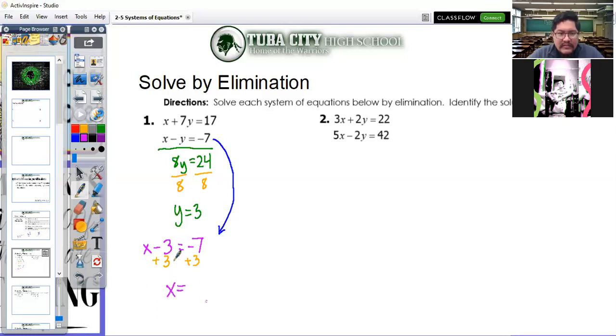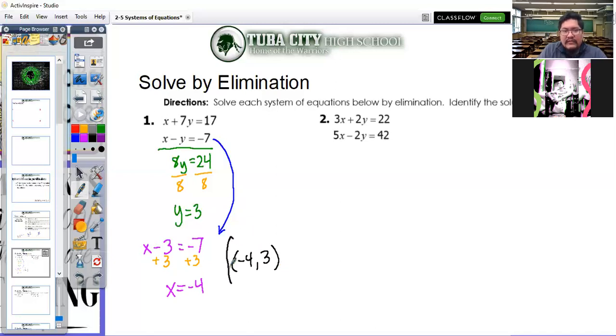So x is equal to -7 plus 3. So that would be -4. And that's my second part of the solution. And now I have both solutions. So I'm going to go ahead and put them into an ordered pair. And remember, x goes first, so it doesn't matter which one you found first. You got to put the x first into the ordered pair, because remember, it goes x and then y.